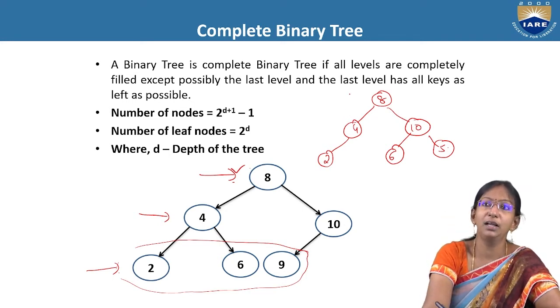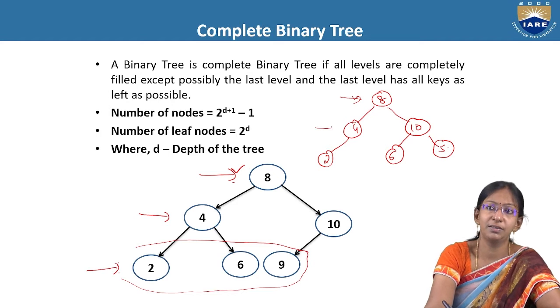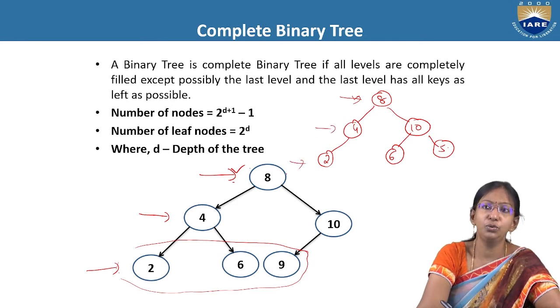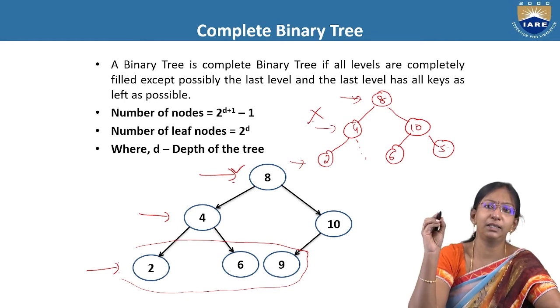But have a look at the diagram or the binary tree which I have drawn. 0th level is full. First level is full. Coming to the second level, before filling the right child of 4, they directly went to fill the left and right children of 10. Such a tree is not a complete binary tree. It is not a complete binary tree.